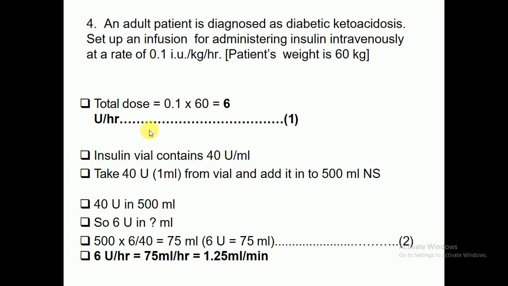Now we are going to calculate the total dose. For total dose calculation, the weight of the patient is required and the dose which is already given in the literature. The dose is 0.1 IU per kg per hour. It will be multiplied with the weight of the patient. So how much does it become? The total dose becomes 6 units per hour. So I am going to mark this as equation 1, to be noted here.